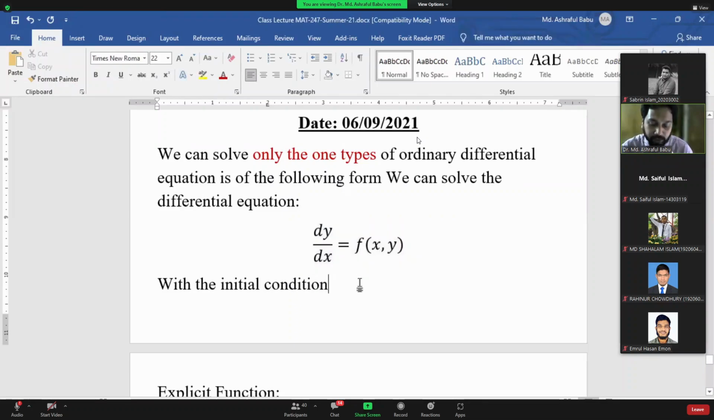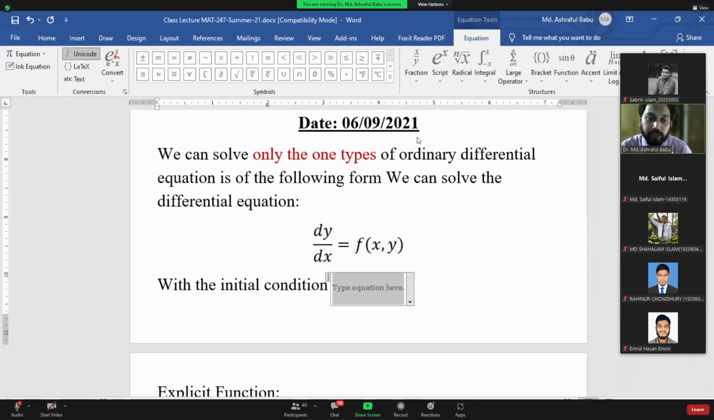What is the initial condition here? That is y(x0) = y0. That is the initial condition. So x0 is a point in the domain, and y0 is the value of the function.